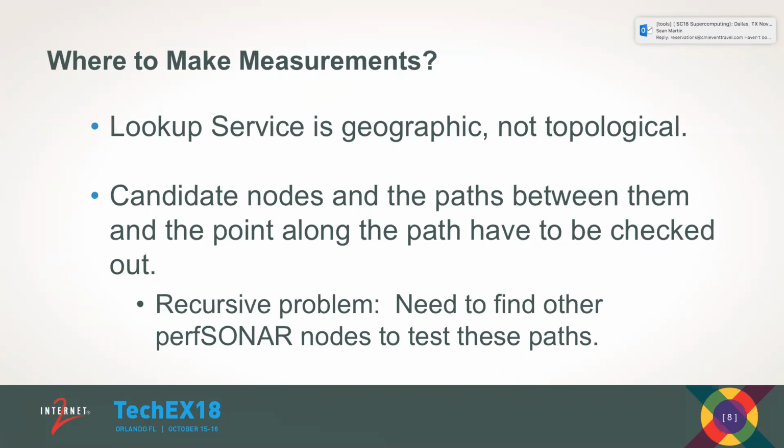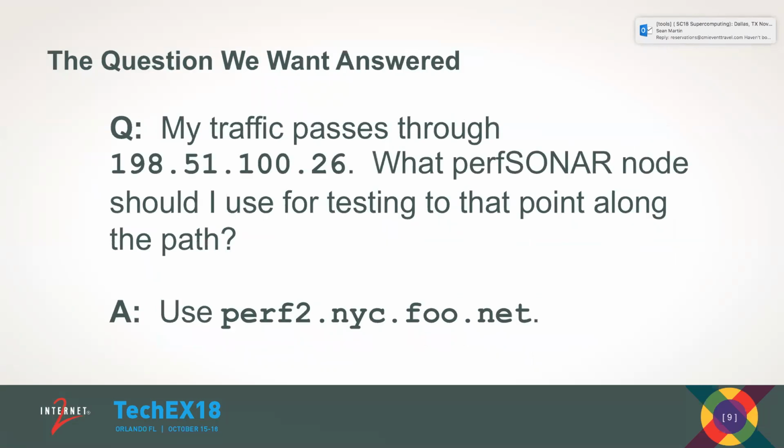So when you have one of these candidate nodes, you have to go look at the path between it and the device that you're looking at, and you basically have to vet those nodes to make sure they're going to give you meaningful information. And it becomes a recursive problem, because you have to go find other perfSONAR nodes to go test out those paths and see if they're really useful for you.